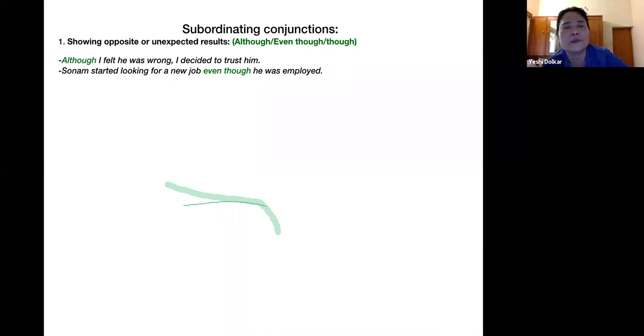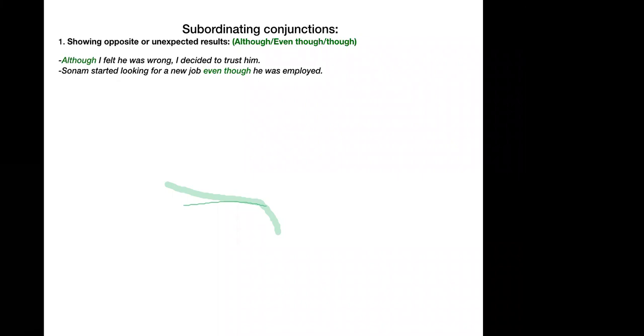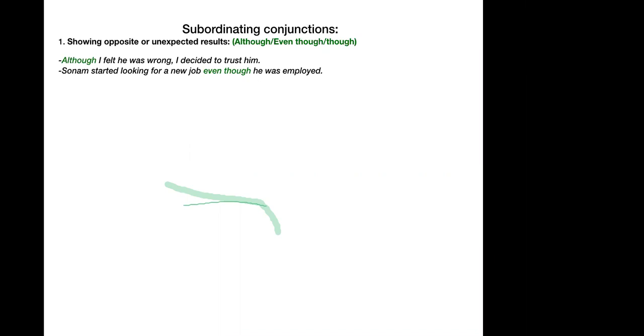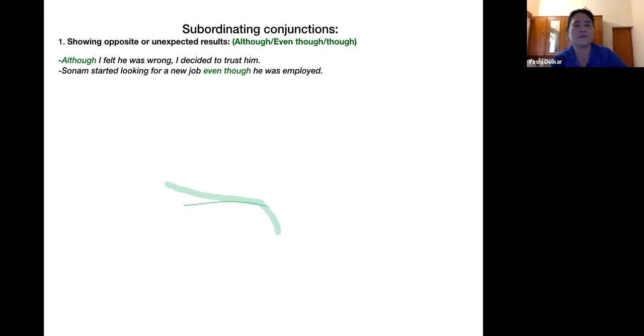employed. Opposite. Okay, so clearly opposites. All right. So Sonam started looking for a new job even though he was employed. All right. So although, even though, the although and dependent sentence.